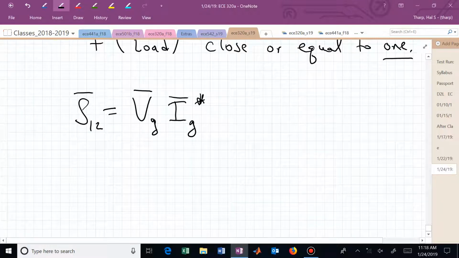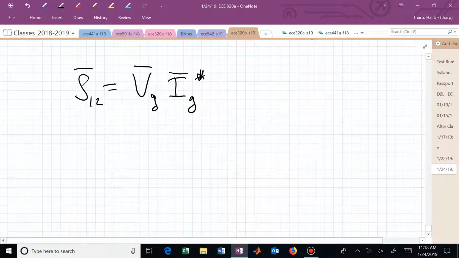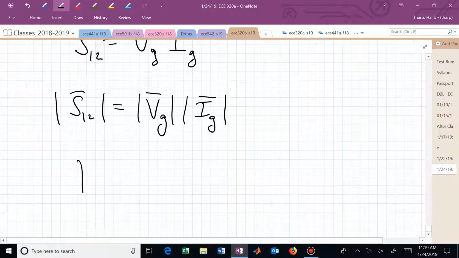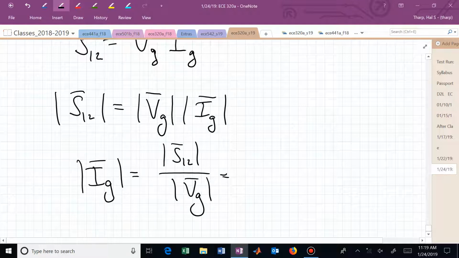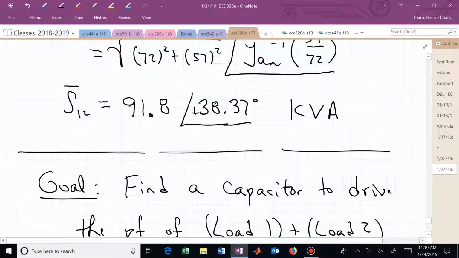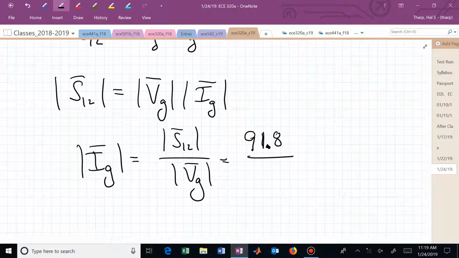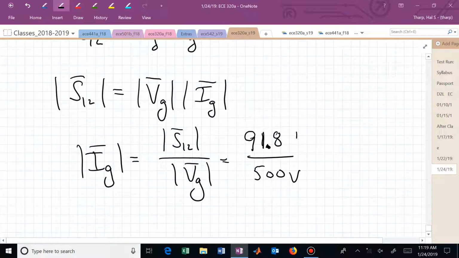We know that, and we know V sub g. We could set V sub g as our reference, or we know the apparent power. The apparent power of S12 is the magnitude of V sub g times the magnitude of I sub g. The magnitude of I sub g is simply the apparent power divided by V sub g. The apparent power we just calculated in the above analysis when we were looking for the complex power of loads 1 and 2 in polar form. That's 91.8 kVA, and our original source voltage was 500 volts.